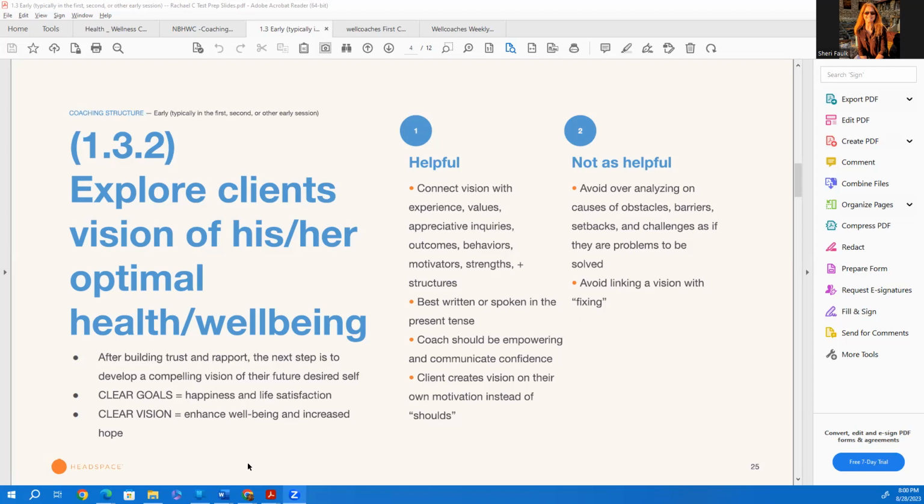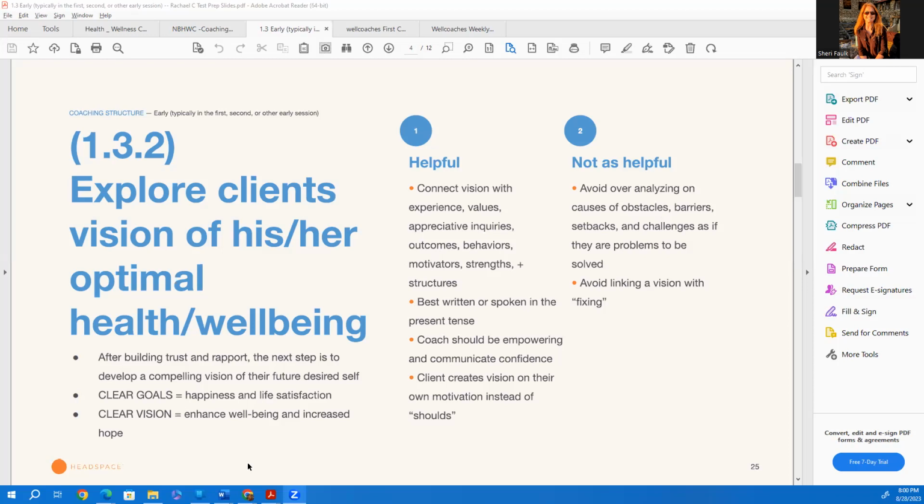So an example test question could possibly be, why do you want to set a clear vision? Is it to A, provide happiness and life satisfaction? B, is it to have something to talk about during your sessions? C, is it to enhance well-being and increase hope? Or D, is it so that you know where they want to go in the future? The answer would obviously be C, right? So I'm just trying to bring this back into some test questions.